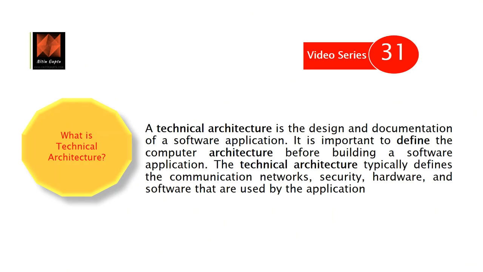Before we jump on to the technical architecture of CFIN, let's understand what technical architecture actually means. We have functional architecture, domain architecture, enterprise architecture, and we are saying technical architecture. By definition, technical architecture is the design and documentation of the software application. It is important to define computer architecture before building a software or application, and it typically defines the communication, network, security, hardware, and software that are used by the application. As the definition suggests, we will be purely focusing on the technology aspects of this design.